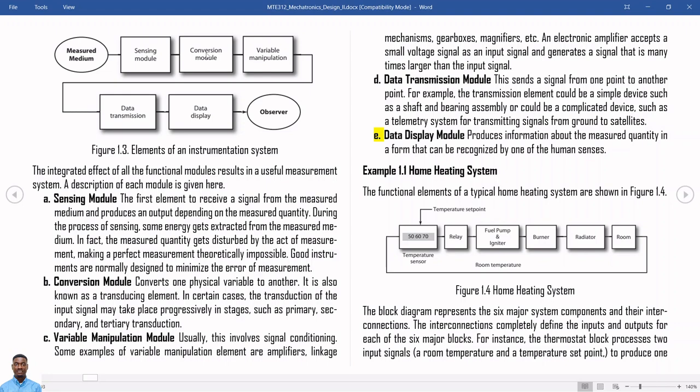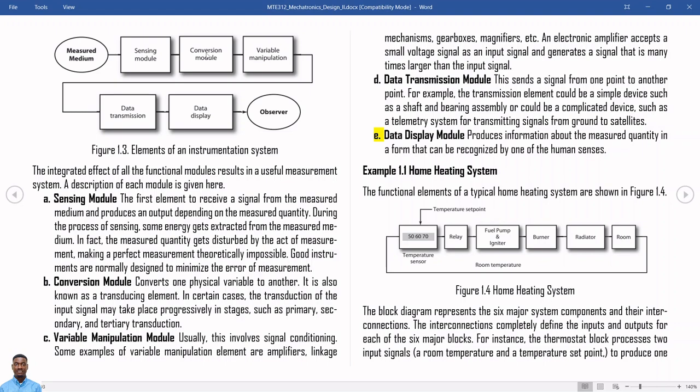Then we have the variable manipulation module. Usually that involves what we call signal conditioning. Some examples of variable manipulation elements are your amplifiers, your linkage mechanism, gearbox, amplifiers and magnifiers, and what have you. So those are your variable manipulation module.